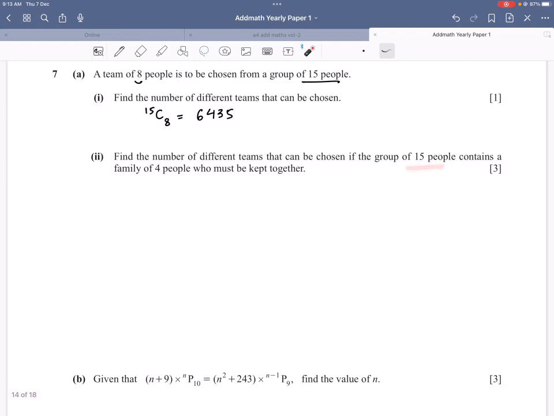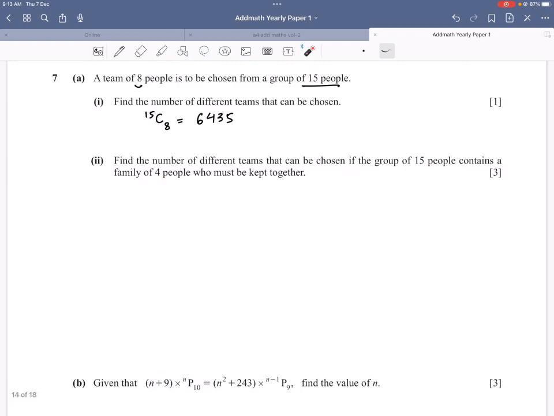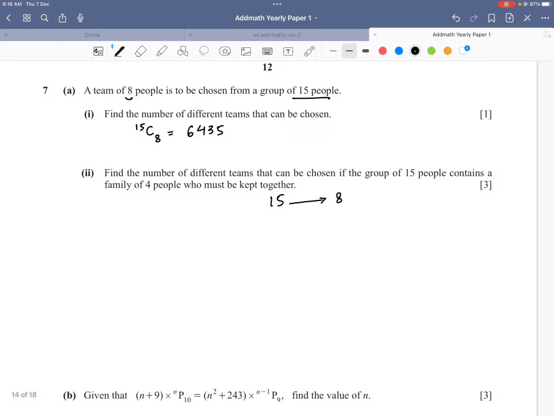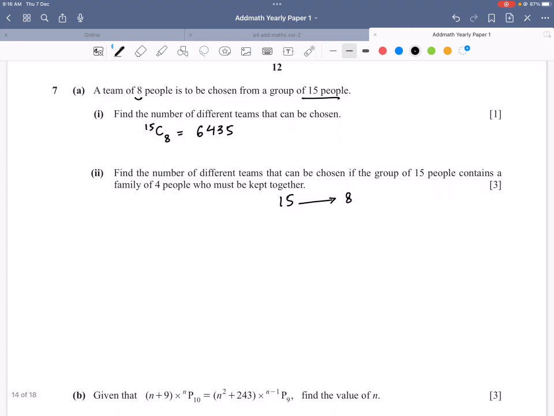15 people contains a family of 4 people who must be kept together. Right, so what we are going to do, there are 2 cases. We have 15 persons, right? Out of 15, we are interested in 8 people. Now there are 2 categories. It says that 4 people must be together. So either the 4 people are selected, or the 4 people are not selected. So we have 2 cases.